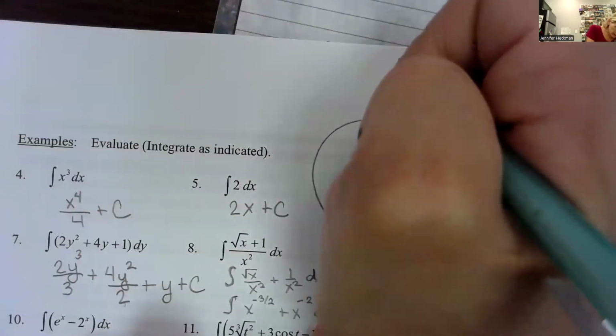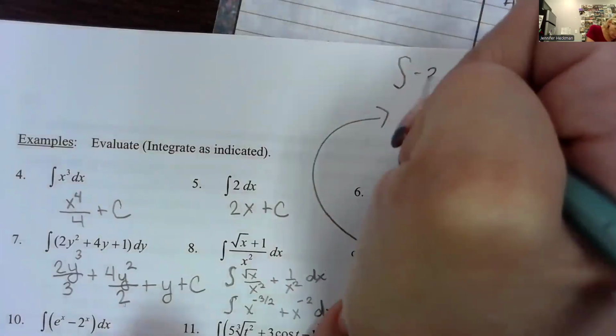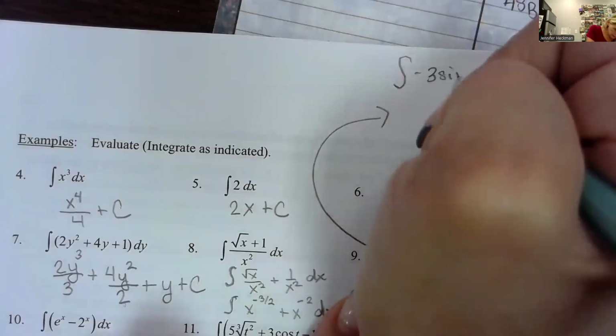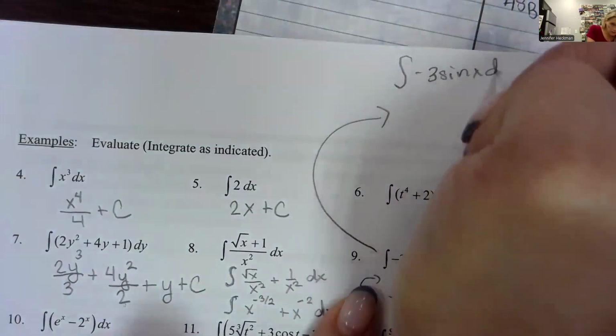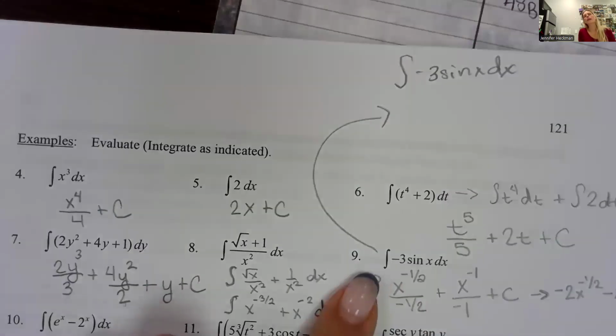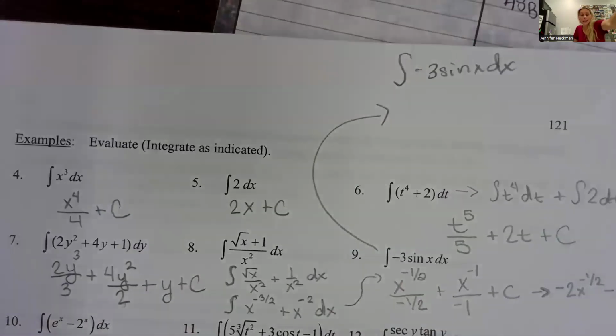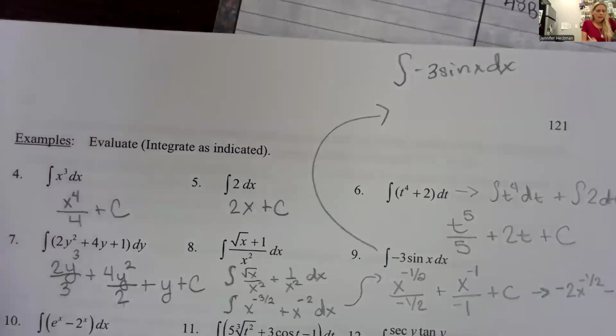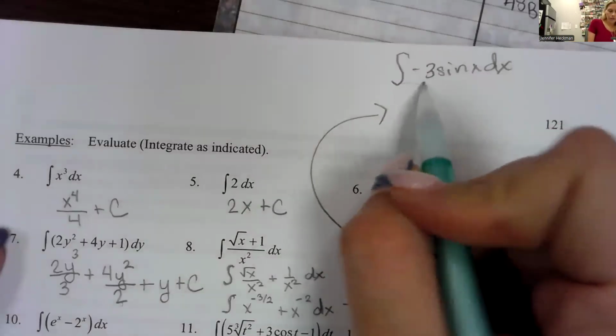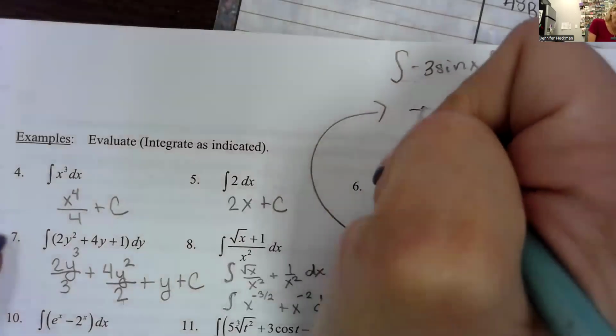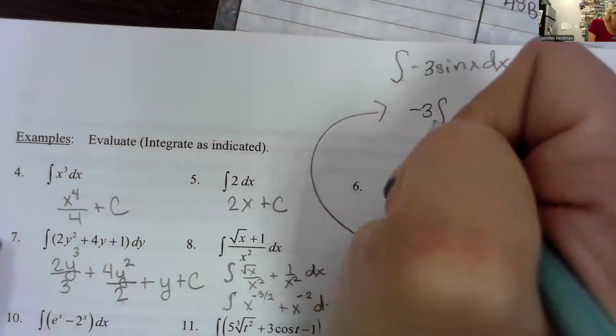So let me rewrite this. This is the integral of -3 sine x dx. Okay, I'm going to do it in the scalar multiplication style so you guys can see. This is the coefficient out front here, so we're going to just bring this out here so it doesn't distract me.